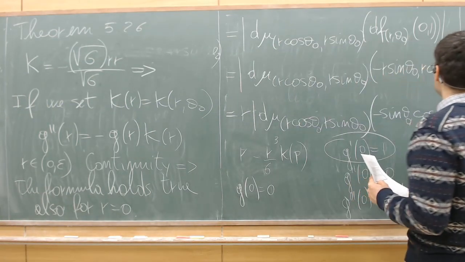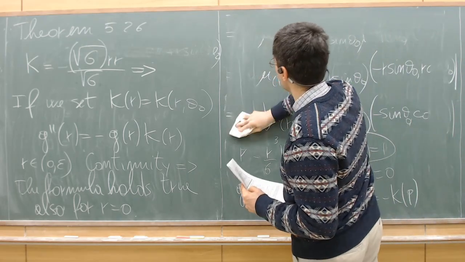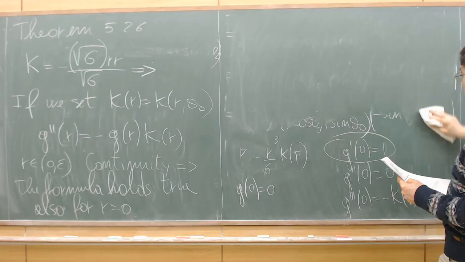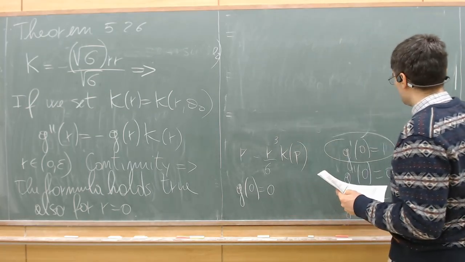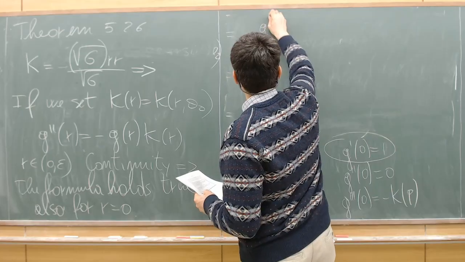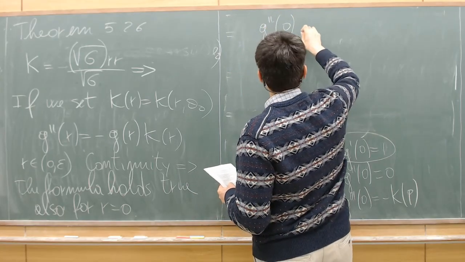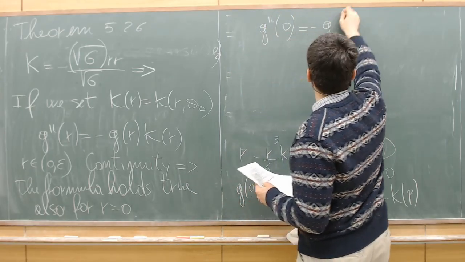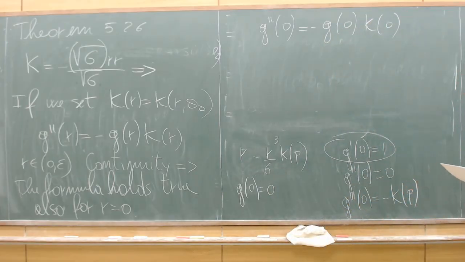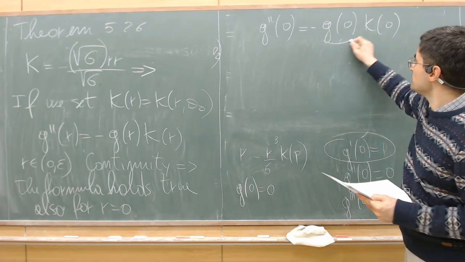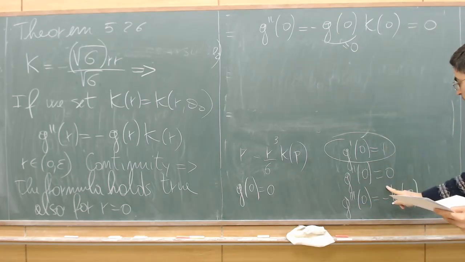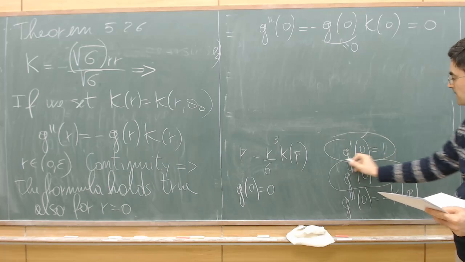If this is true, then we can evaluate both sides of this equation at r equal to 0, and we get that g second at 0 equals minus g0 k at 0, but this is 0, so this is 0, and this proves the second identity.